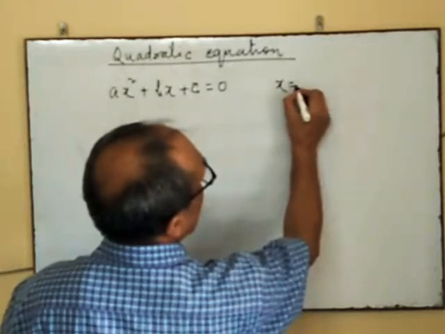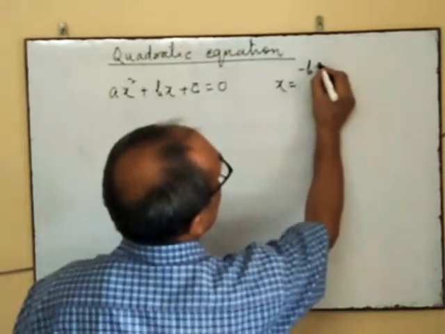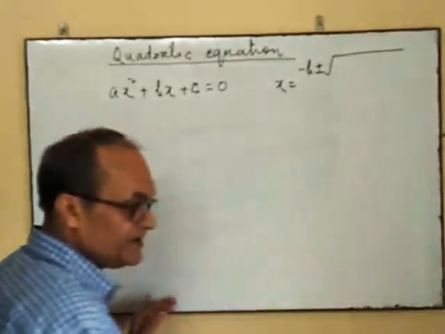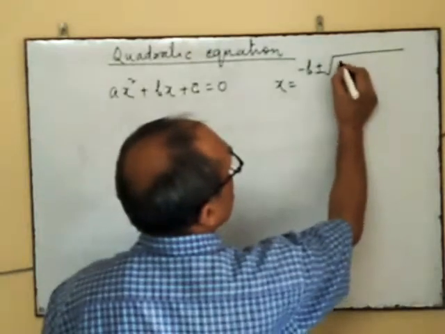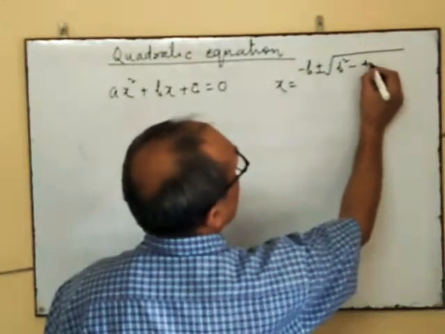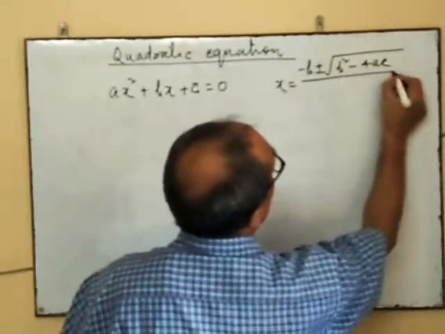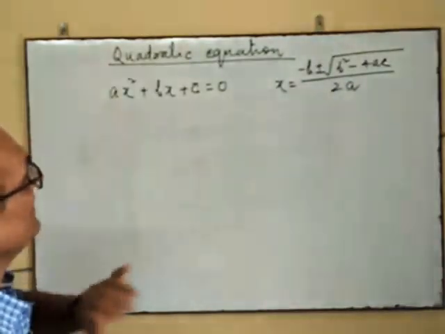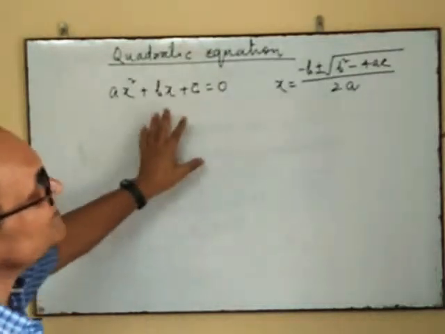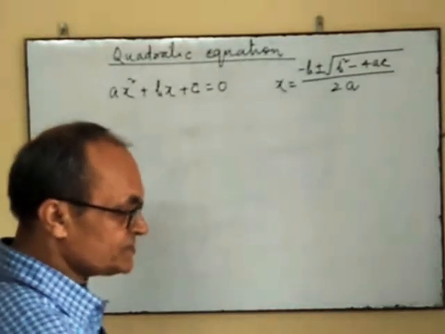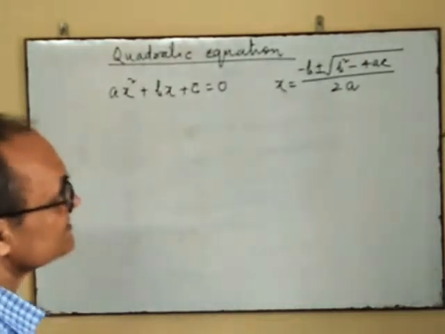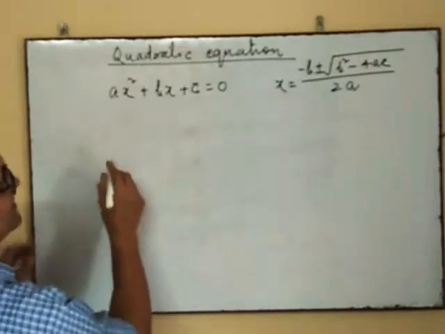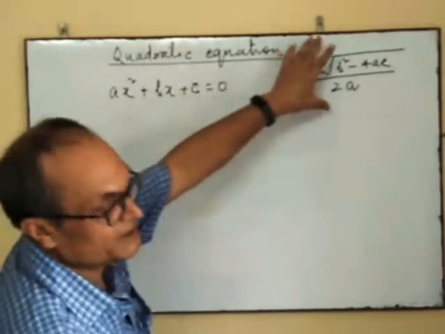Then x is equals to minus b plus minus under root b square minus 4ac, by 2a. So I'm going to discuss these two here now. I will put one equation and I will solve this by the two methods. First of all, by factorization method and then by this method.